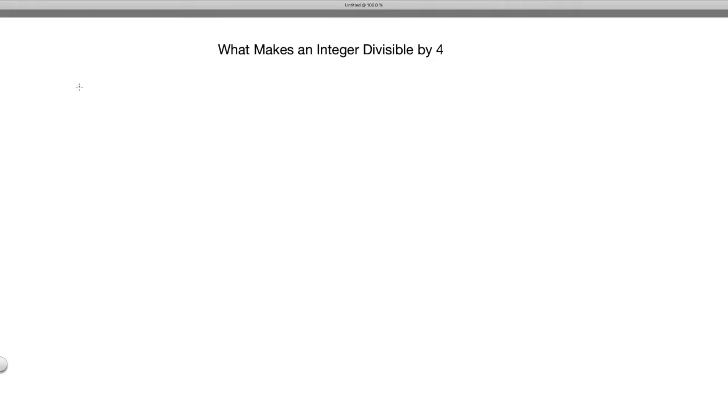And mathematically, we can use this notation. Let's say n is divisible by 4. We can write 4 divides n. That means it's equivalently the same as n is divisible by 4, or it's the same as n is a multiple of 4.